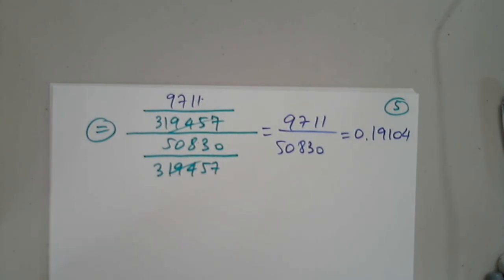Okay, so let's see what they want. Good. So again, 3 decimal places, 0.191.